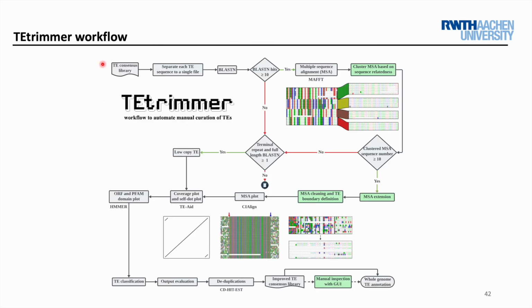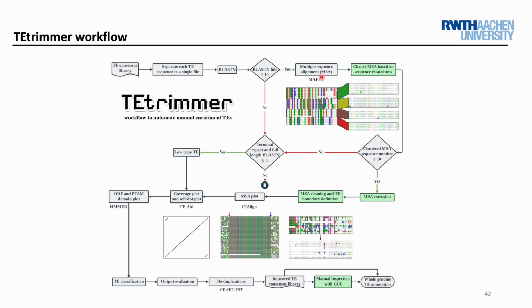Then to come to the TEtrimmer workflow again. The input is the t-consensus library, and for each sequence in the t-consensus library, it will do a BLASTN search. Because TEtrimmer takes advantage of the multiple sequence alignments and the repetitive property of the TEs, it requires at least 10 copies of the TE to exist in the genome. Otherwise, it will check if the terminal repeats exist and whether it is a low copy TE.